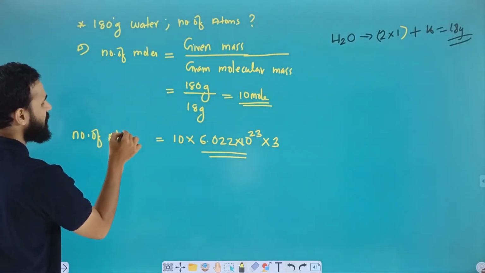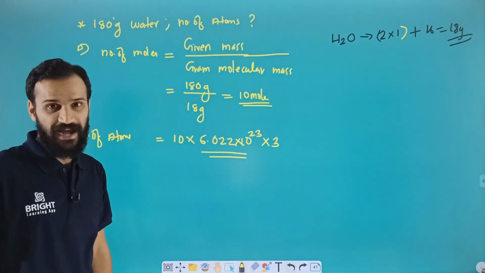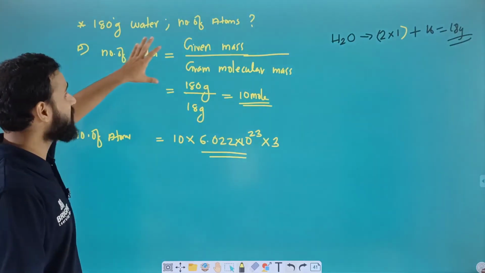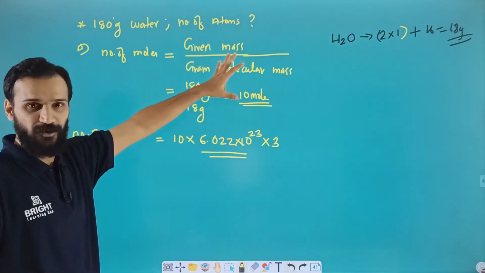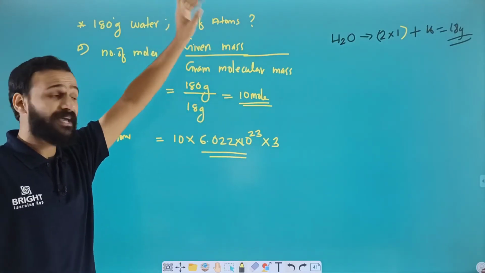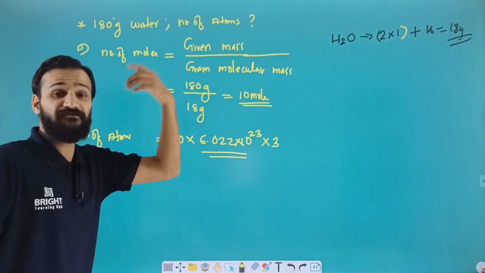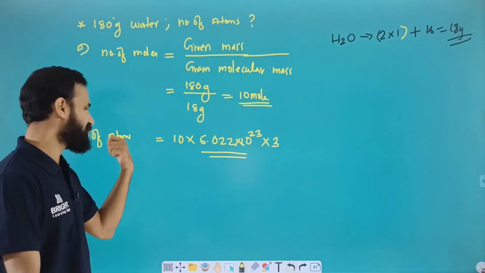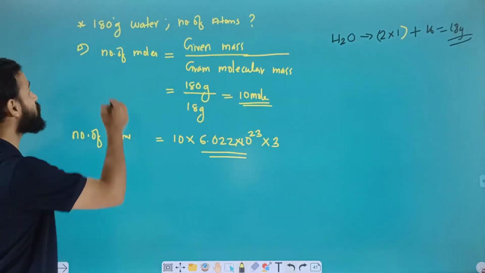I'm just giving the idea, not giving the final answer. So this is a way of finding the number of atoms. The first step is finding the number of moles. Then when we multiply the number of moles with the Avogadro number, we get the number of molecules. Again, we multiply with our atomicity, and we will get the number of atoms. Is it clear? So this is the idea. And let us take another question, dear students.